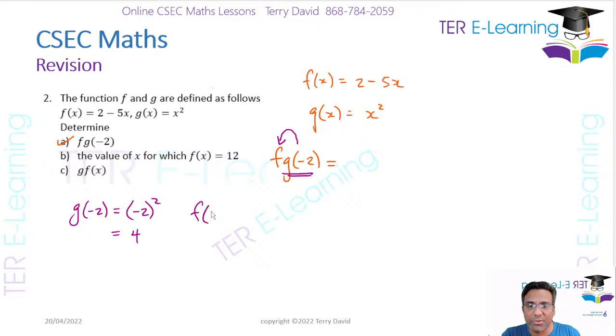So I'm going to find f of 4. This is my function here. So it's going to be equal to 2 minus 5 multiplied by 4. So this is going to be 2 minus 20, since 5 by 4 is 20. So 2 minus 20 is going to give me minus 18. Therefore, fg of minus 2 is going to be minus 18.